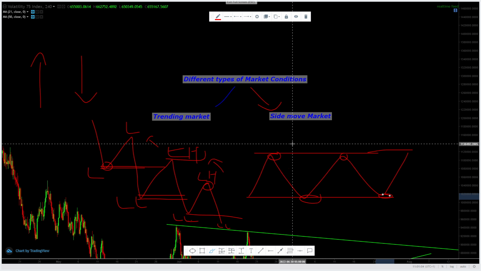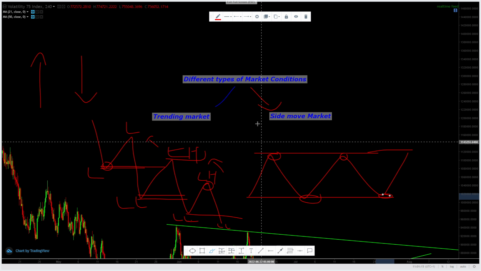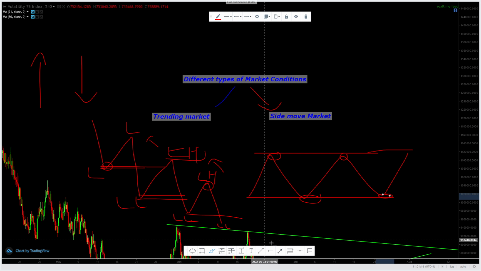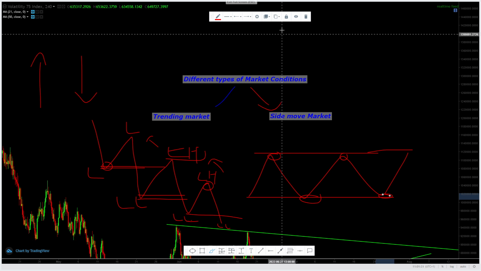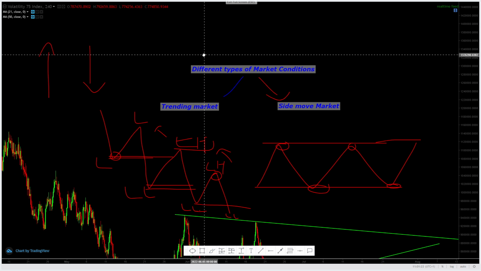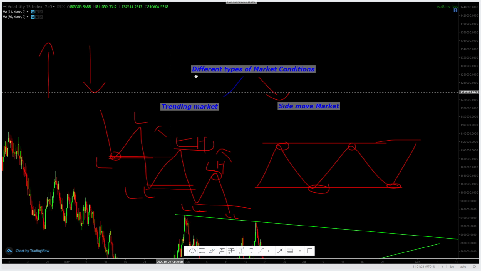It all depends on what the concept is. You can name it whatever you want, but the concept must remain the same. So let's take a look at the charts to show you what I mean about market structure and the different types of market conditions.